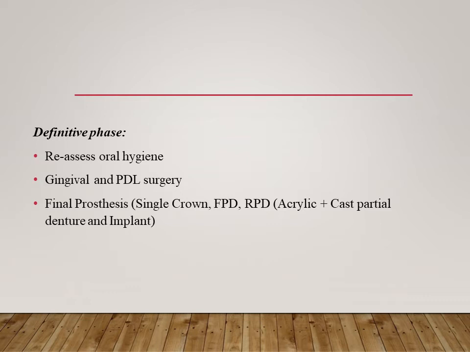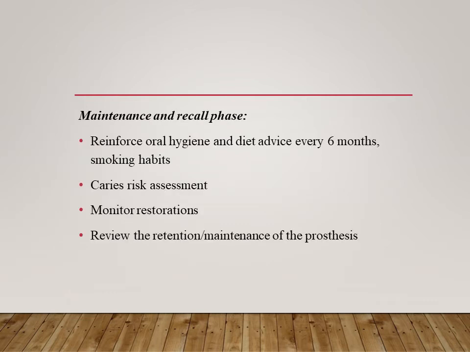In the definitive phase, you have to reassess the oral hygiene of the patient and see what is necessary to be done. All your gingival surgeries come inside the definitive phase, like your depigmentation or your flap surgeries, frenectomies, etc. And of course your final prosthesis. So whether the patient is getting a single crown, fixed partial denture, removable partial denture, so on and so forth, and implants as well.